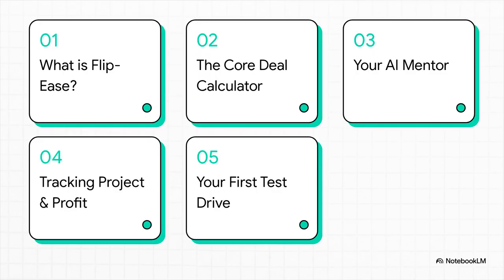All right, here's our game plan. We'll start with a quick overview of what Flippy's actually is. Then we'll get into the real meat of it, the deal calculator. After that, we'll check out a neat feature called the AI Mentor, see how it tracks your projects and profits, and finally, talk about how you can take it for a spin yourself.